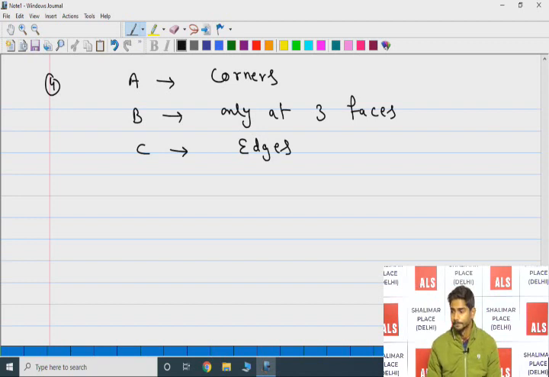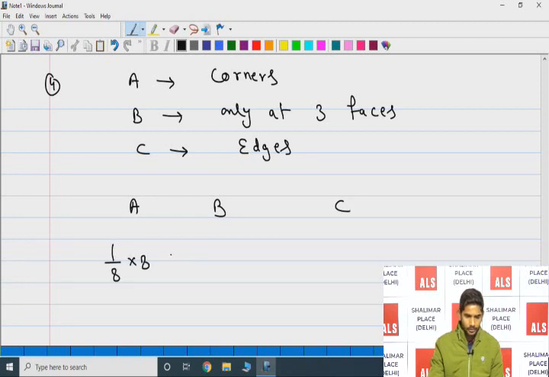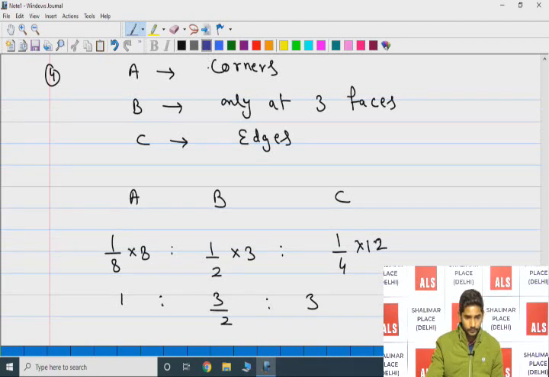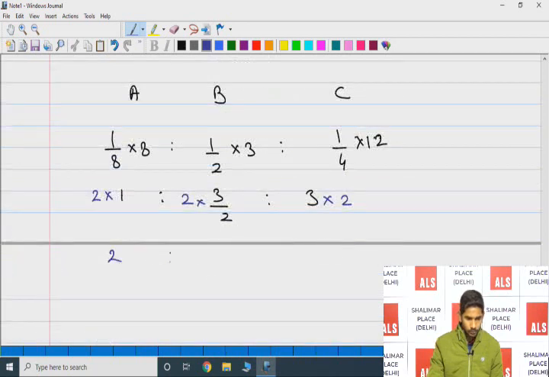Okay. Let's see. A, B, C. Corners means all corners. Faces is half. It is saying only 3 faces, so out of 6 I'll have 3. Edges means all the edges, so this should be the situation: 1, 3 by 2, 3. Obviously I need to convert it, so I'll multiply it with 2, because in the denominator the maximum number is 2, which can make it a whole number. On solving, I'll have 2, 3, 6. The answer will be A2, B3, C6.